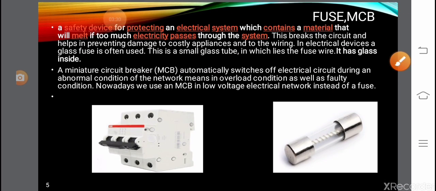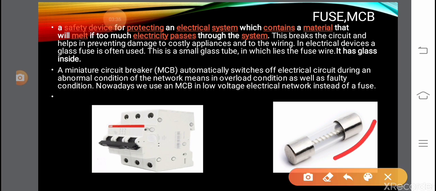Okay, next is fuse and MCB. You all must have seen the fuse at your home and MCBs. So what is fuse? You all must have heard about short circuiting or overloading. Fuse is a safety device to protect our system when the current exceeds its limit. It is made of such a material that when the current exceeds, it melts and automatically the circuit is broken.